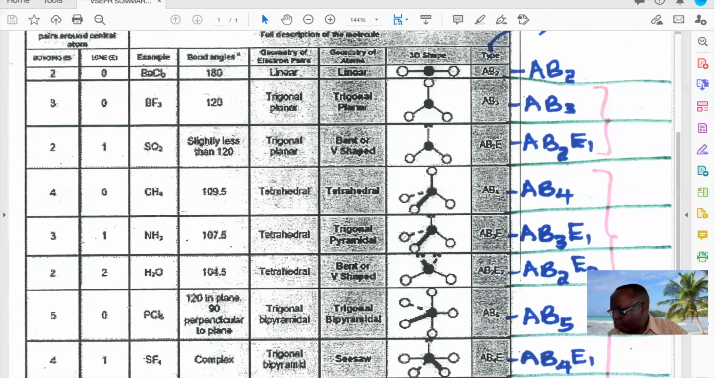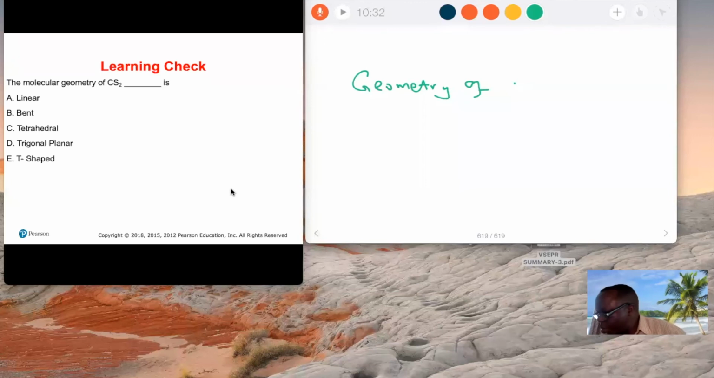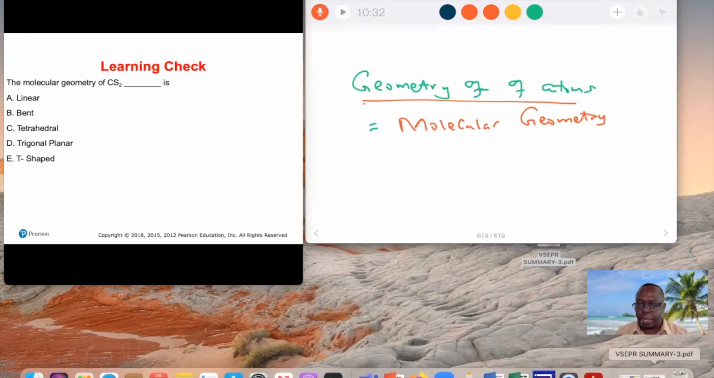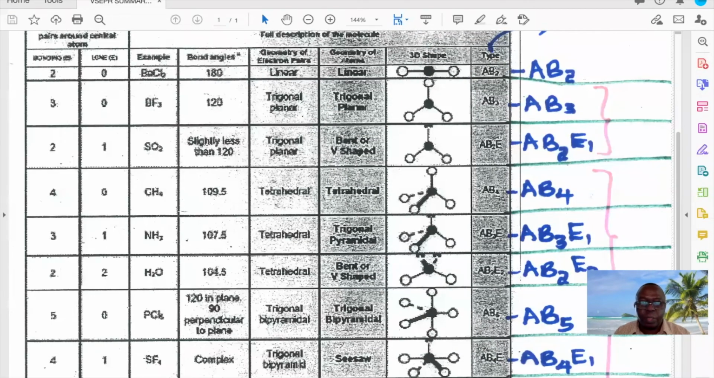geometry of atoms. Let me just, I was writing something here and want to make sure you see geometry of atoms from that table. This is the same as molecular geometry. So here, molecular geometry is the same as geometry of atoms. Using this table right here, I don't want you to get confused. Geometry, and then geometry of electron pairs.